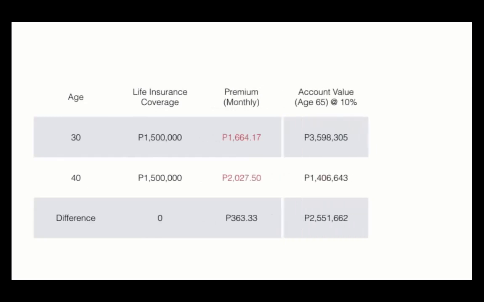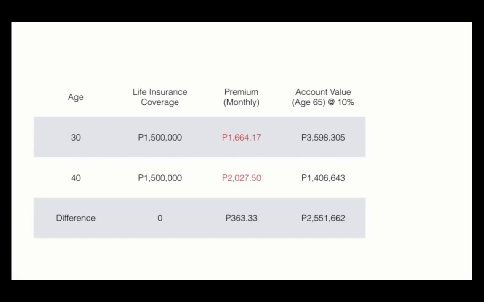Okay? Okay, so account value at the age of 65 ng investment earnings ni Sarah at 10%, kung nag-invest siya ng VUL at the age of 30, will be 3,598,305 pesos. Pero kung age of 40 siya kukuha ng VUL plan, she will only have 1,406,643 pesos. Doon sa investment earnings siya at age 65 at 10%. So the difference is really big. It's 2,551,662 pesos.